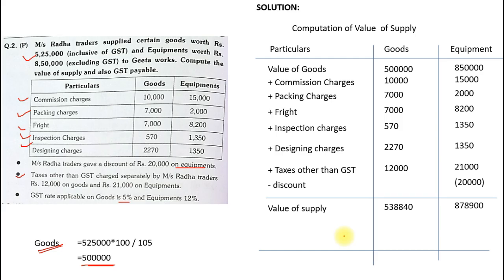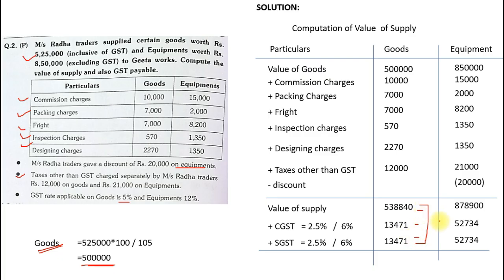38,840 and 8 lakh 78,900. On this, GST will be charged. So we have CGST and SGST. So for 5% the CGST will be 2.5, and for 12% it will be 6. So 2.5% of this and 6% on this. Similarly, SGST also will be there. And finally, we add up all these three values, and you will get your final value of supply under both the cases. So this is how you had to solve the sum based on value of supply. That was question number 2P.